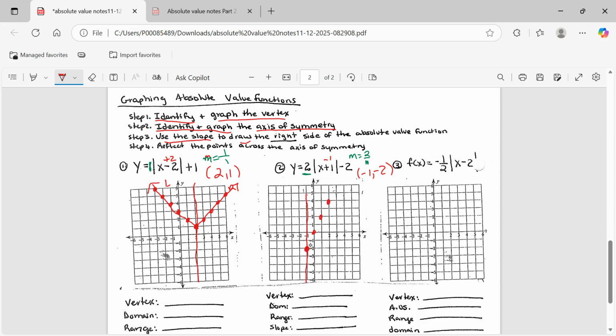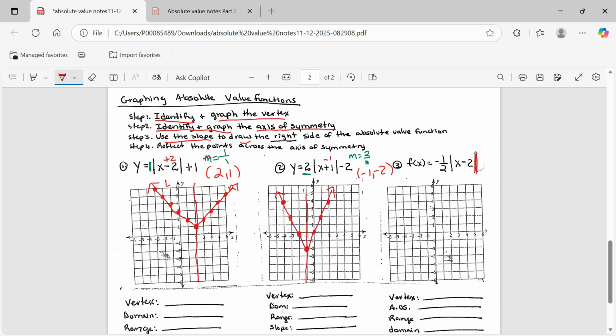I now need to make sure I get the other side of the V. So now I need to go up 2, left 1, up 2, left 1. Or I could reflect it 2 units, 2 units, 1, 2, 3 units, 1, 2, 3 units. I see the pattern, up 2, left 1, up 2, left 1. There we go. My absolute value function.